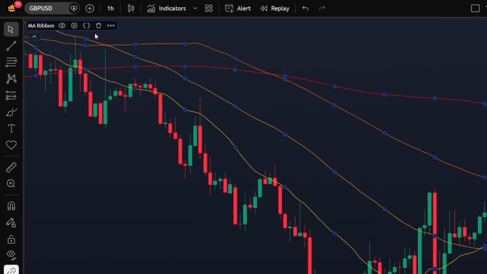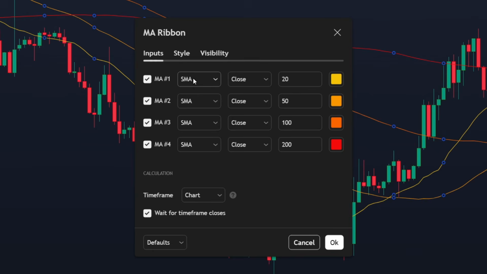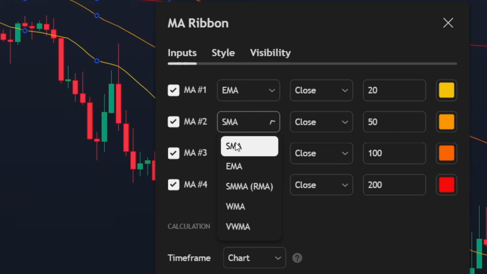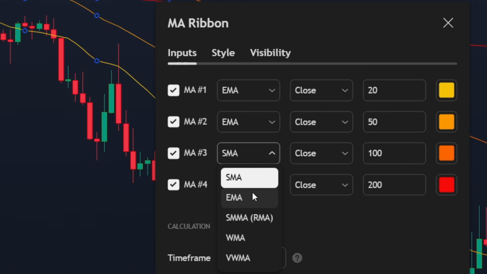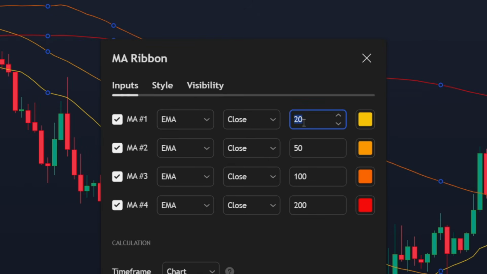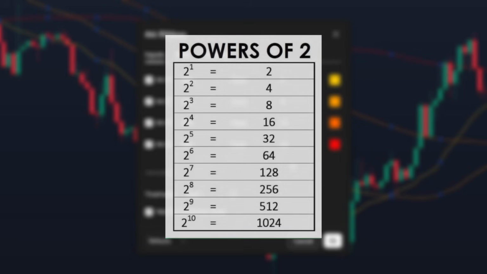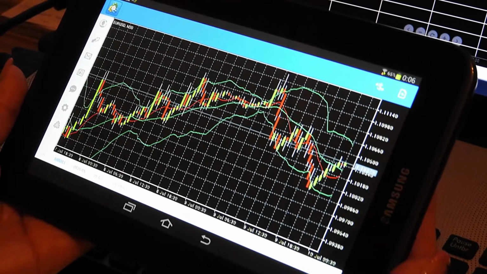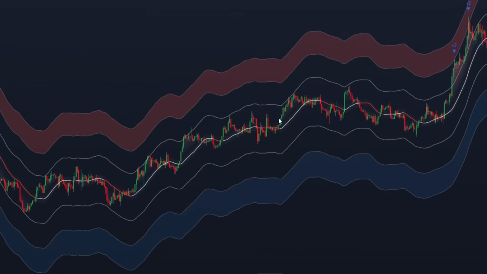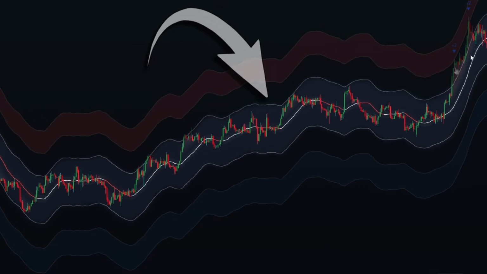Open the settings of the moving average ribbon and first change the moving average type to EMA, because we want exponential moving averages here. Then change the lengths to 4, 8, 32, and 64. These numbers are based on powers of 2, and these types of values are commonly used in algorithmic trading systems because many traders believe market movement often behaves in a balanced way around these kinds of numbers.